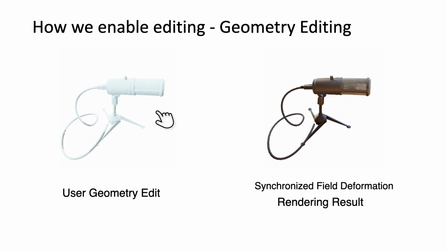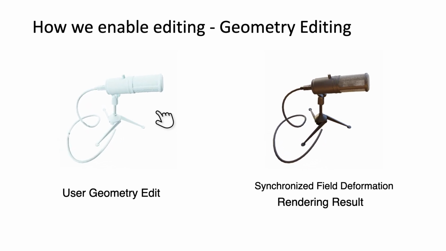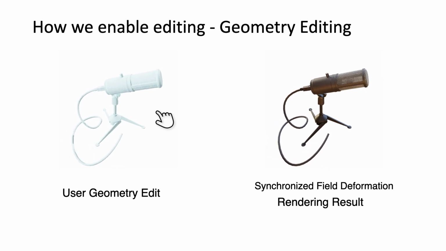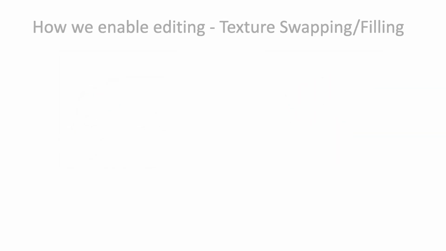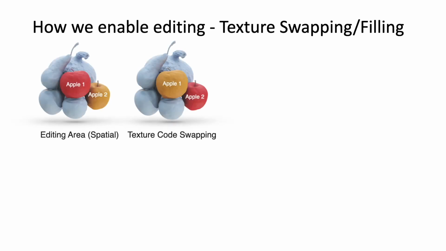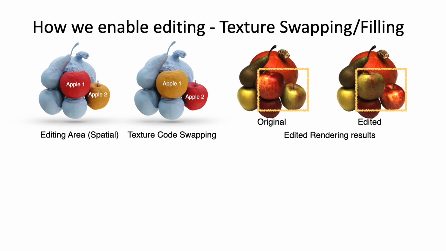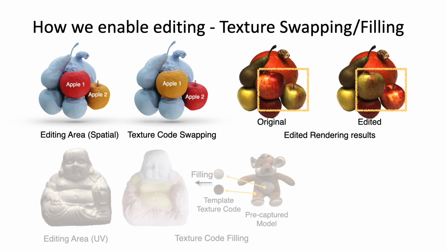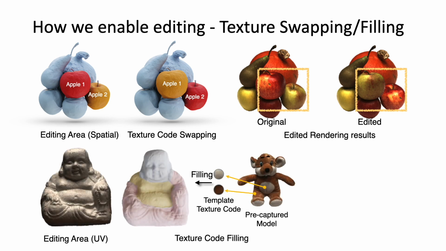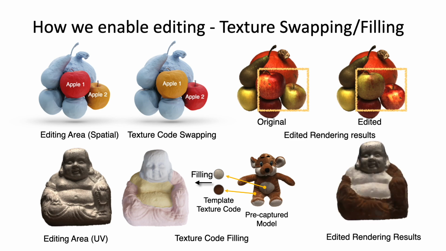Since the neural implicit field has been tightly aligned to the mesh surface, we simply deform the corresponding mesh, and the change will synchronously take effect on the implicit field and the rendered object. Next, we show the process of texture swapping and filling. For texture swapping, the user can select the desired editing area. Here are two apples. Then, we perform vertex swapping based on their Euclidean coordinates, and render the edited views. For texture filling, we unwrap the UV map of the edited area and use the selected template code to fill the edited area and get a Buddha with white chest and brown clothes.